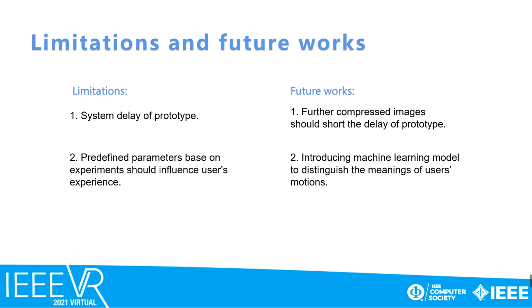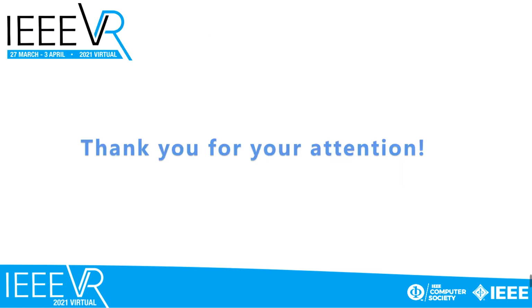Our system still suffers from the latency caused by all the related components of our system. Furthermore, our system employs some predefined parameters which may influence users' experience. In the future work, in order to reduce the delay, we will adopt a better compression and transmission algorithm. For the predefined parameters, we would like to label some data and train a machine learning model to distinguish the meanings of users' motions. Finally, thanks for your attention.